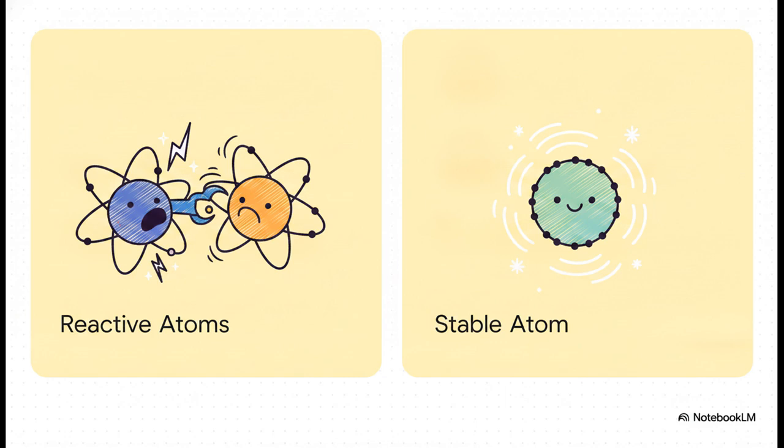Chlorine desperately wants to steal one. But on the flip side, look at the inert elements, the noble gases. Neon and argon have perfectly full valence shells, so they are totally chill. They literally refuse to react with anything because, chemically speaking, they're already perfect.